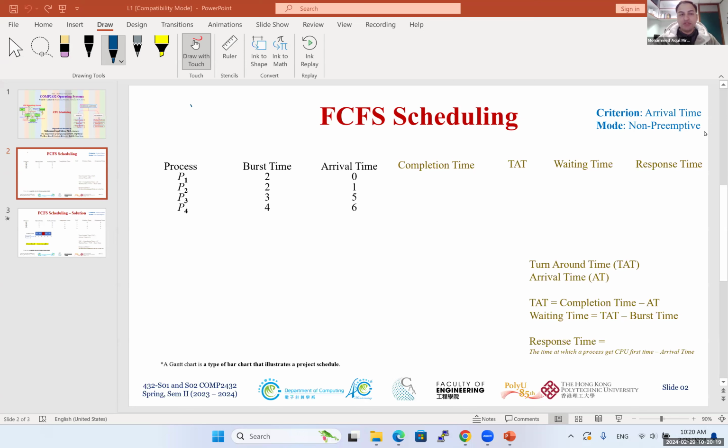Using this FCFS scheduling, we will try to solve this problem and answer the completion time, the turnaround time, waiting time, and the response time for all these processes. To calculate this, the formula for the turnaround time is completion time minus the arrival time. And for the waiting time, the formula is turnaround time minus the burst time. So let's see how this FCFS scheduling algorithm will work.